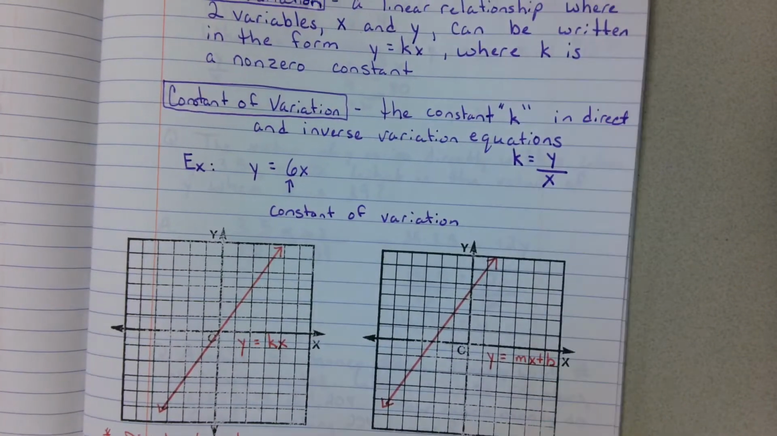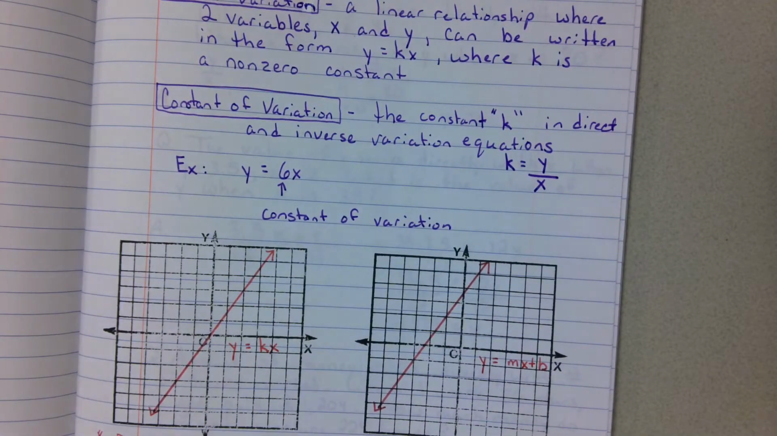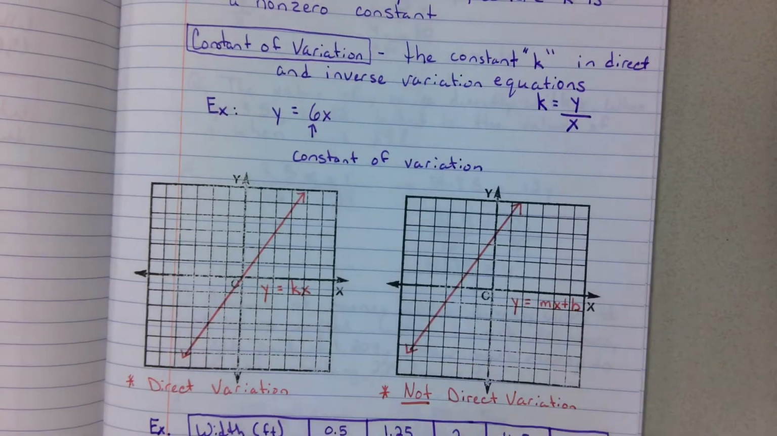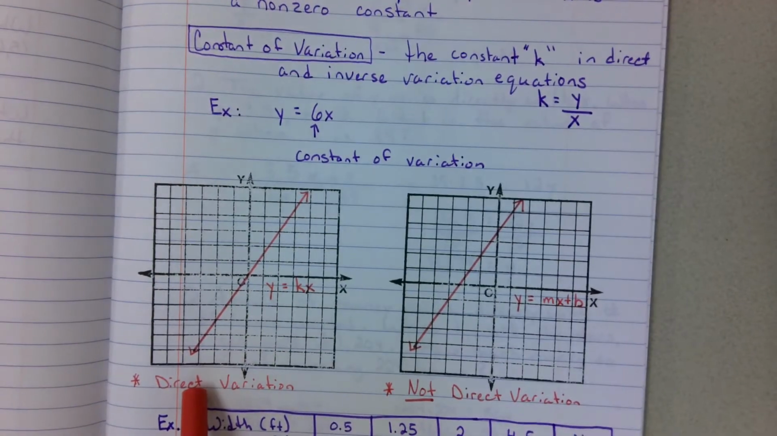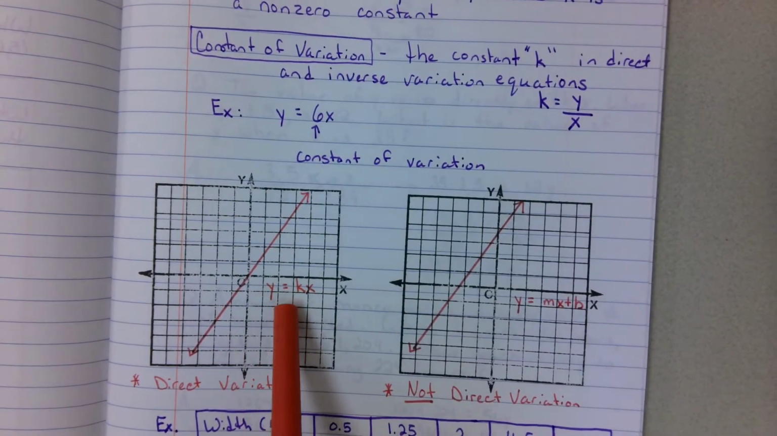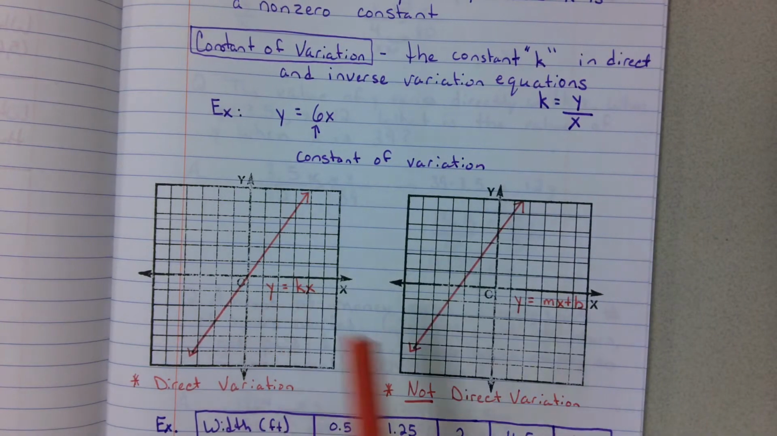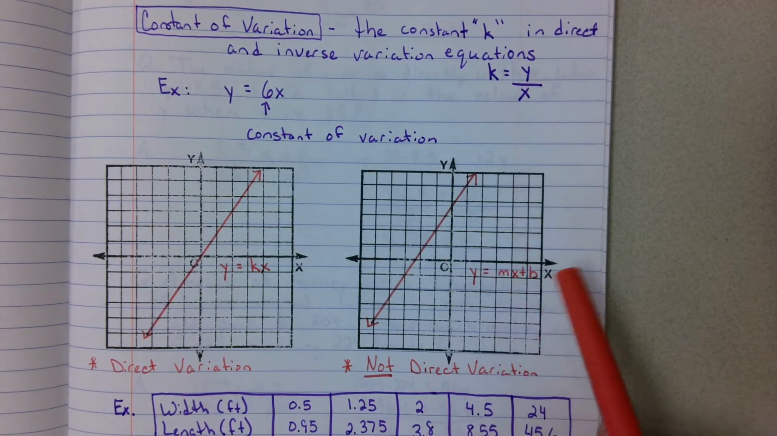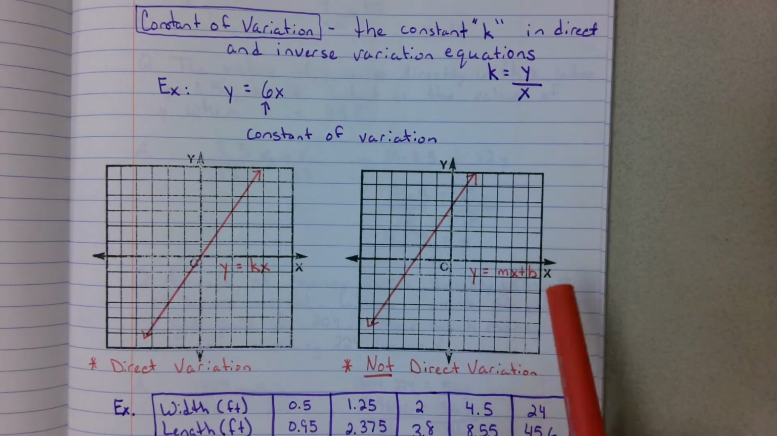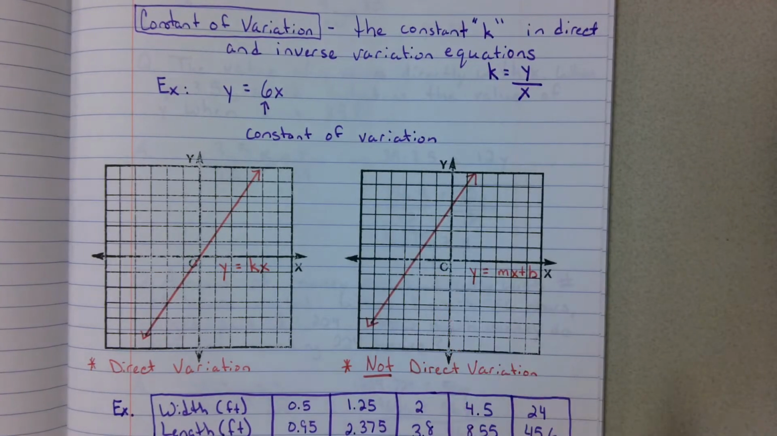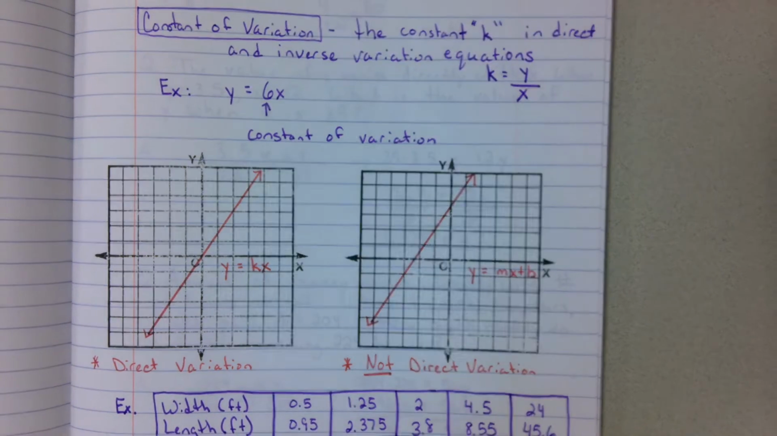Here I've got a couple of graphs. My first graph here is an example of direct variation. It goes to the origin, it's a straight line, and that's our equation y equals kx that it would follow. This one here is not direct variation, and as you can see, it's got a plus b over here. That's what's bringing it up on our graph. It does not go through the origin, so that is not direct variation.